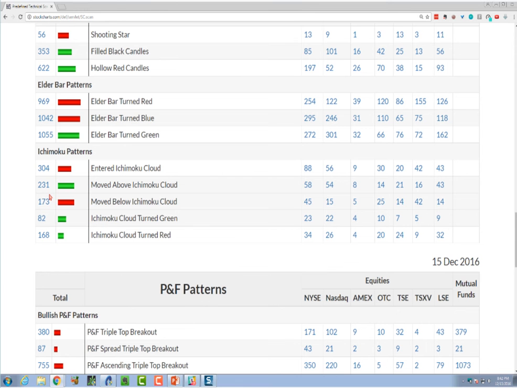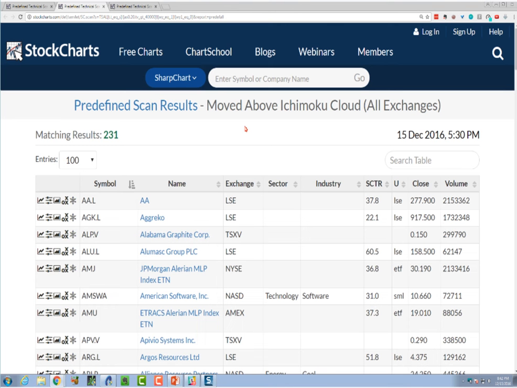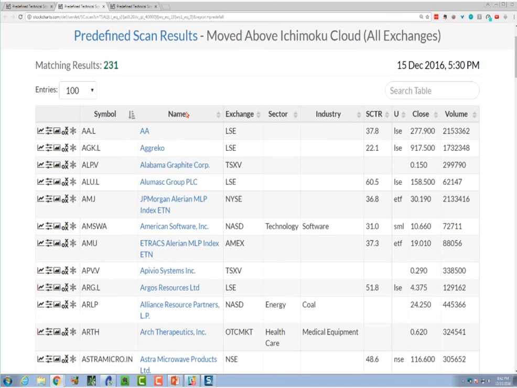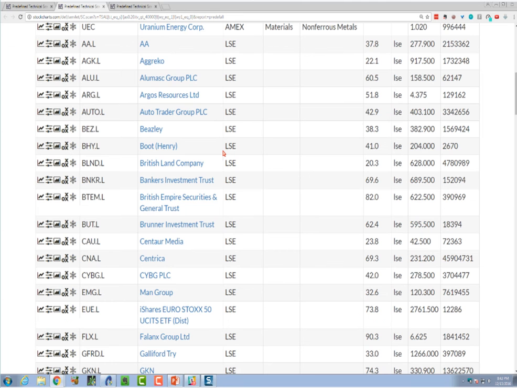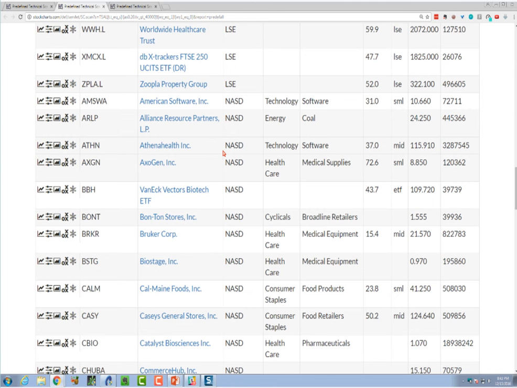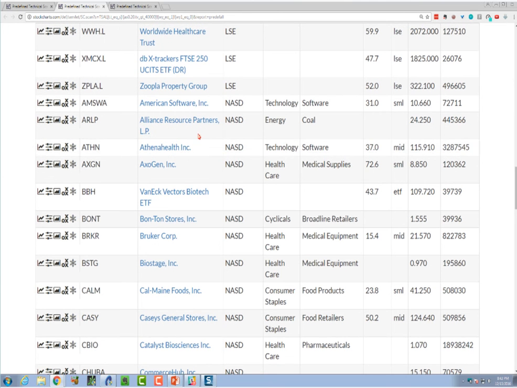So we're probably bullish. What you're going to do is hold down the control key and left click and then left click. What that's going to do is set over here a chain of events which now I can sort by exchange, and then I can come down here to the NASDAQ and go, okay, you're telling me that ARLP is newly above the cloud. Yes. You're telling me that ATHN is newly above the cloud. Yes. I don't believe you. Let me see that. All right.